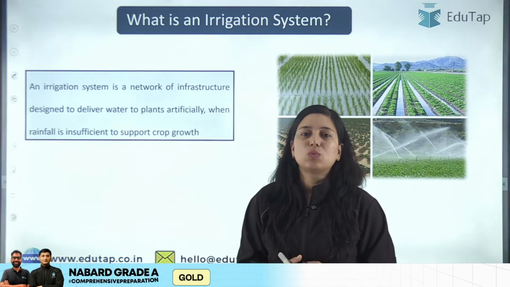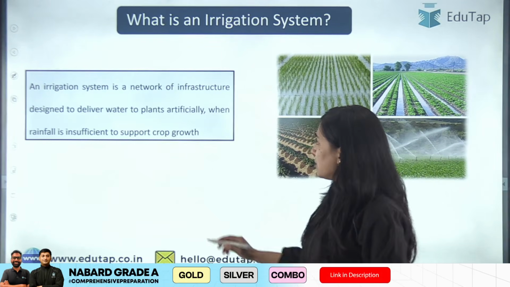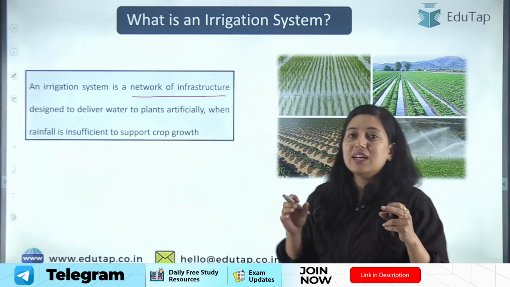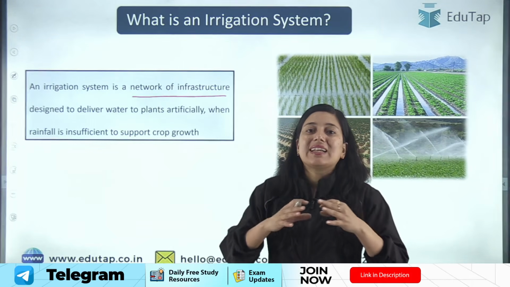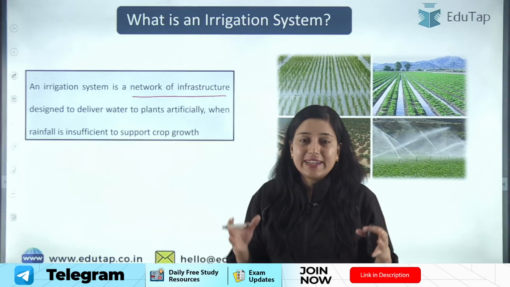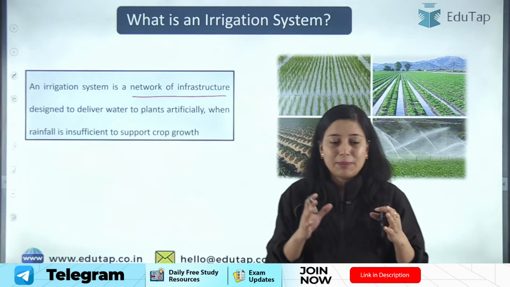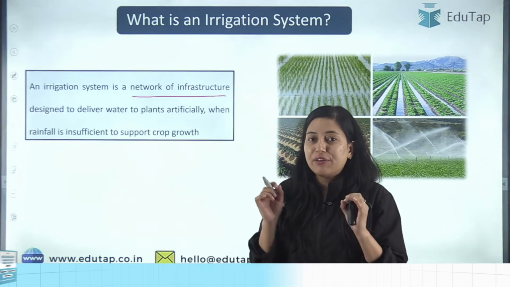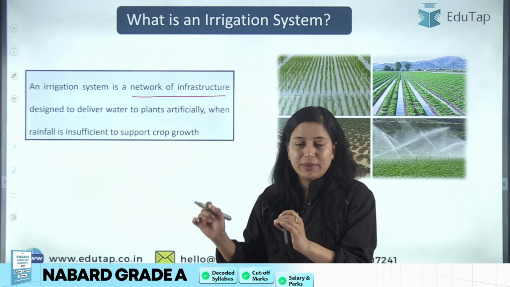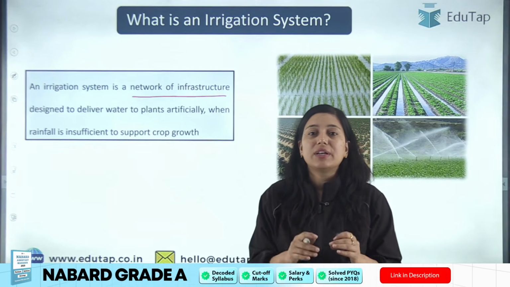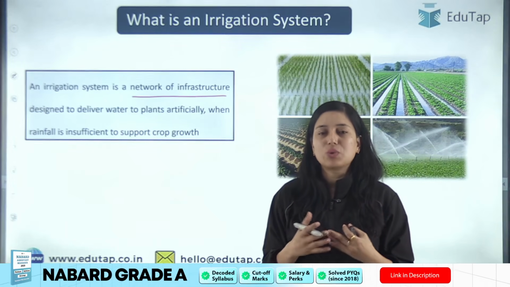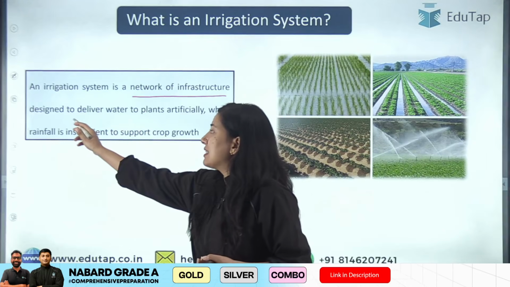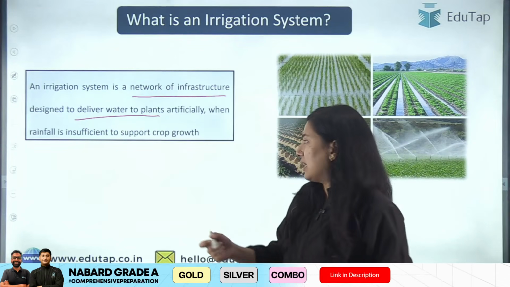Now let's understand what is irrigation system. So students, irrigation system is a network of infrastructure. It is a network of infrastructure that has been built, that has been designed in order to deliver water to the field effectively. So efficiently, water should be delivered into the field. In that case, we develop a system which is known as irrigation system. So what is irrigation system? A network of infrastructure designed to deliver water to plants.